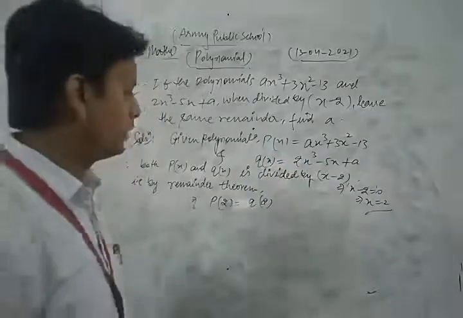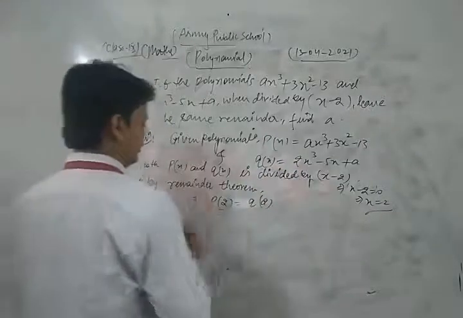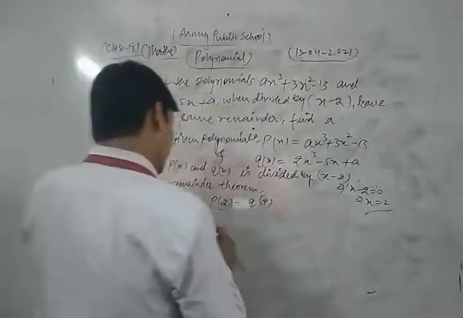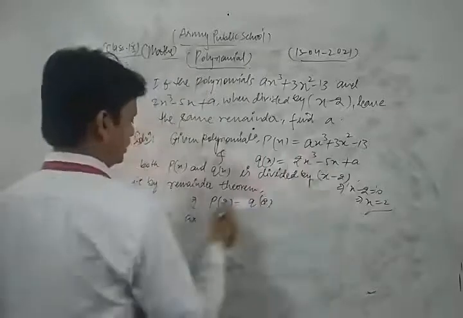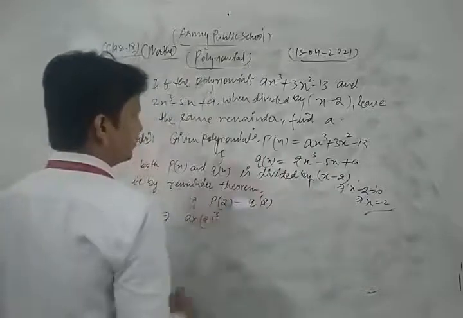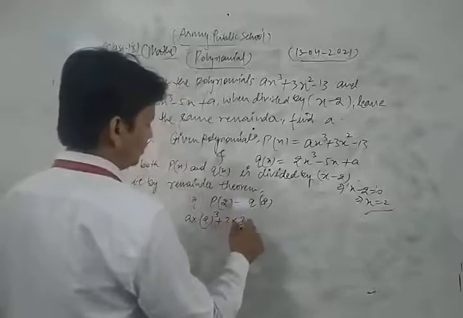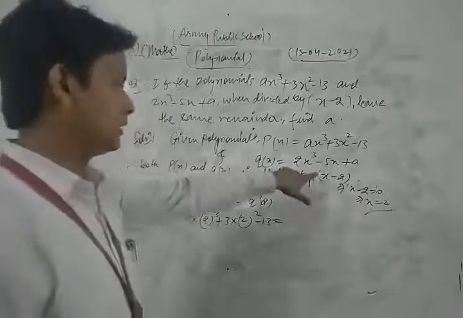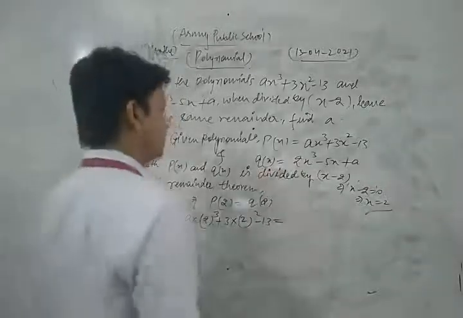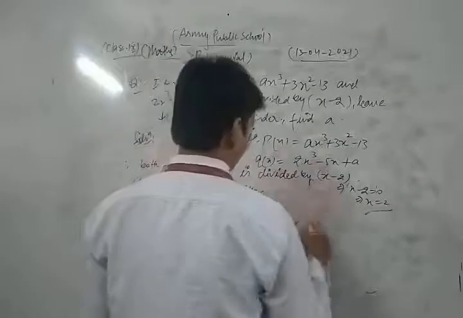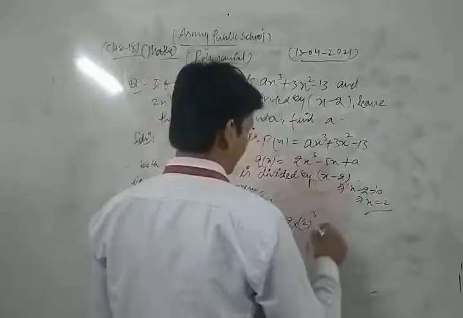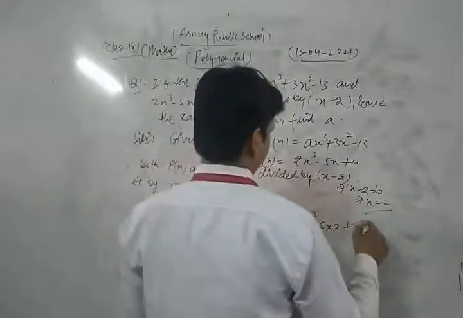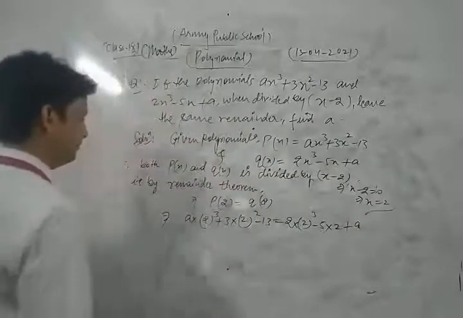Okay, now we put the values. We replace x in p(x) by 2, so we get a into 2 cube plus 3 into 2 square minus 13 is equal to, in q(x) we replace x by 2, so we get 2 into 2 cube minus 5 into 2 plus a. Now we simplify them.